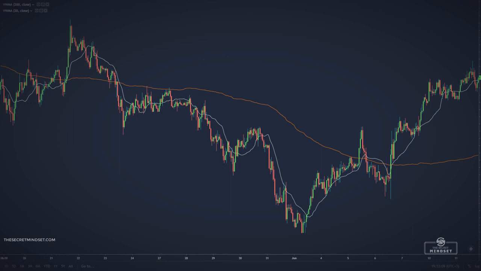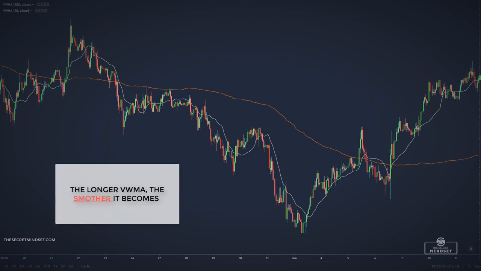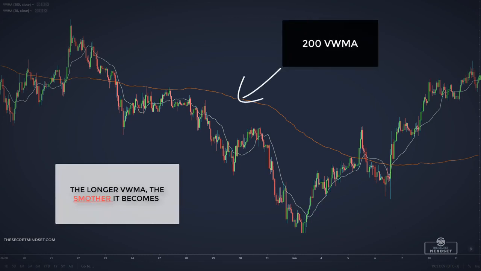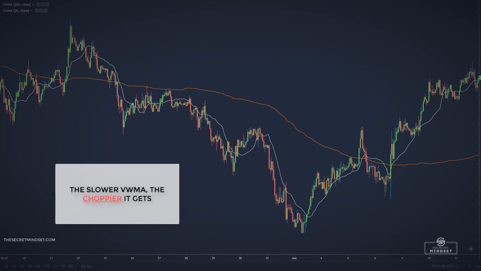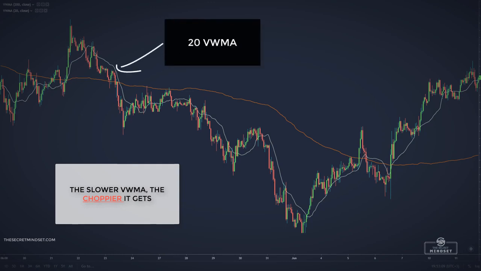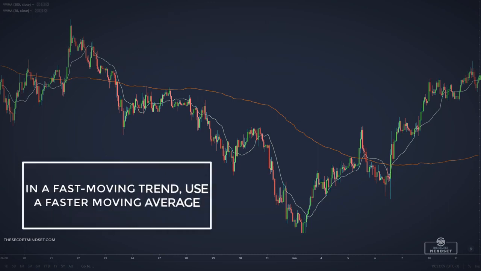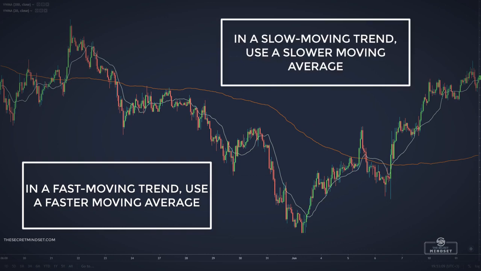What you need to know is that the longer the moving average, the smoother it becomes and the slower it gets to reacting to price movements. Also, the shorter the moving average, the choppier it gets and the quicker it reacts to price movements. In a fast-moving trend, you will want to use a faster moving average. In a slow-moving trend, a slower moving average sometimes works better. You can set the length of the moving average to suit your trading style. Just remember that prices with heavy trading activity get more weight than prices with light trading activity.